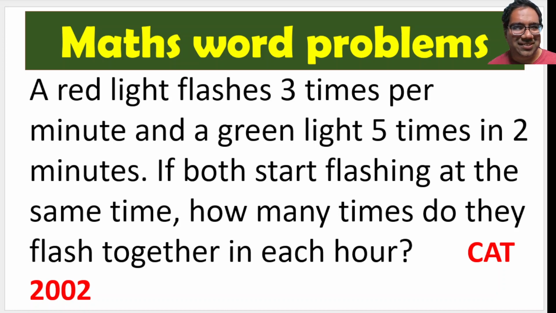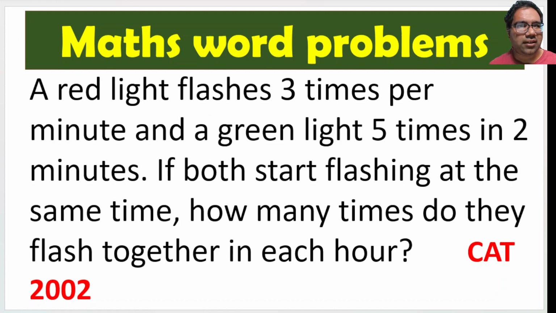Hi friends, here is a simple problem. It is just based on calculating LCM. Here it is given a red light flashes 3 times per minute and another green light which is flashing 5 times in 2 minutes. If they both start flashing at the same time, how many times do they flash together in each hour? Just simple, very basic problem. It has come in CAT 2002.